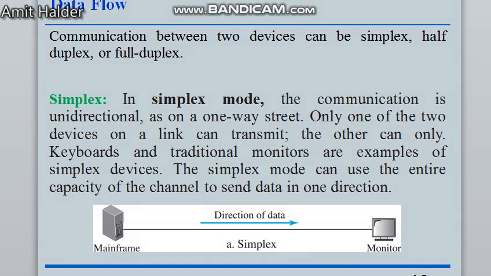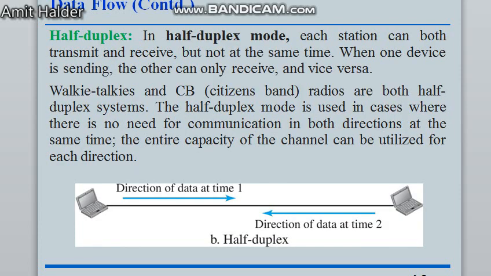Now, when you go to the half duplex part, as I told you before, in walkie-talkies, if we use one-sided directional communication transmission, when they press one side, they are transmitting the data. In that particular period, they will not receive, they will not listen to anything. So walkie-talkies and CB, citizen band radios are both half duplex systems.